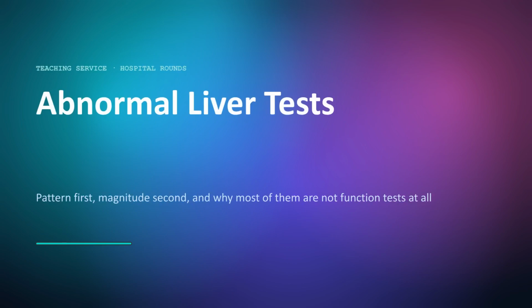Almost every resident is handed an abnormal liver panel in the first week. And almost every resident starts by asking how high. That is the second question. The first question is what pattern? Because the pattern tells you which organ compartment is injured, and it narrows the differential before a single extra test is sent. Today we build that framework.